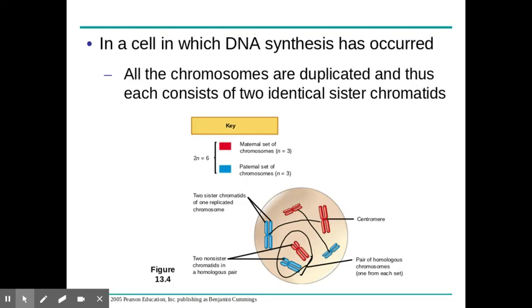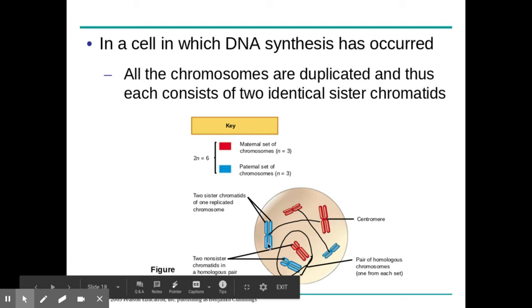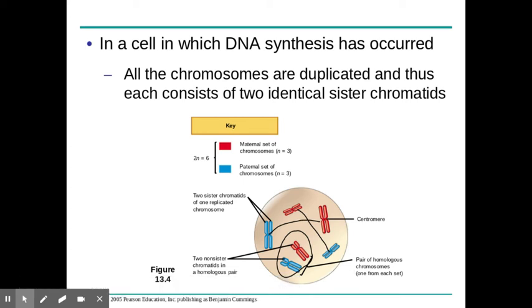In a cell in which DNA synthesis has occurred, all the chromosomes would be duplicated and thus consist of 2 sister chromatids. And again, those sister chromatids, it's an exact copy on each side. So in meiosis, what would eventually happen is those homologous chromosomes would line up next to each other. So these 2 would be homologous, these 2 would be homologous, and these 2 would be homologous. How do I know that? The chromosomes are always going to be the same size. Homologous means they're of the same gene. So again, they would house those same genes.